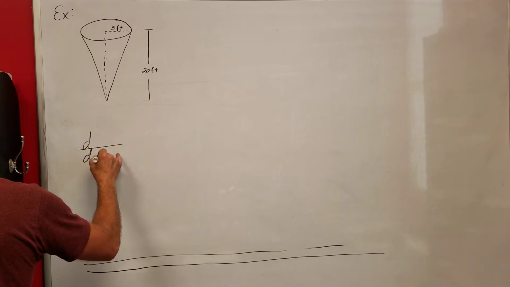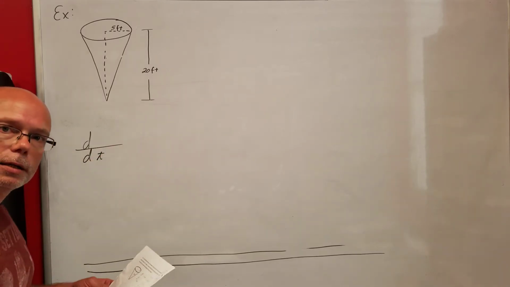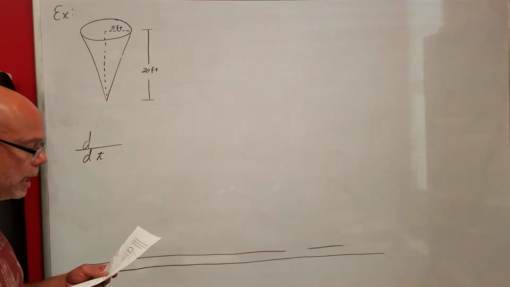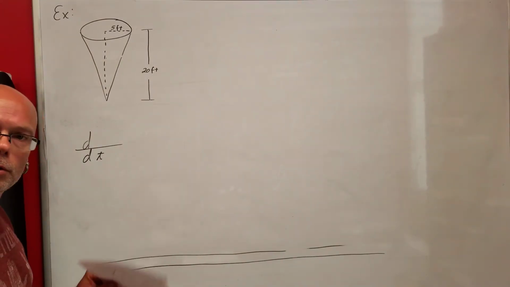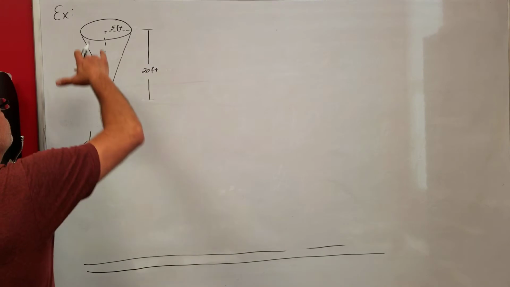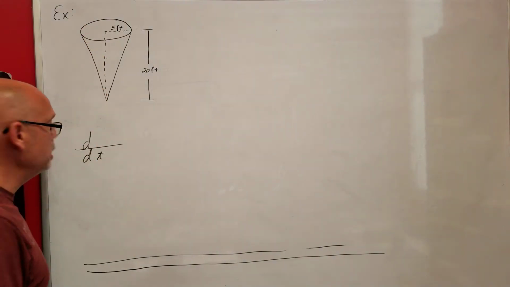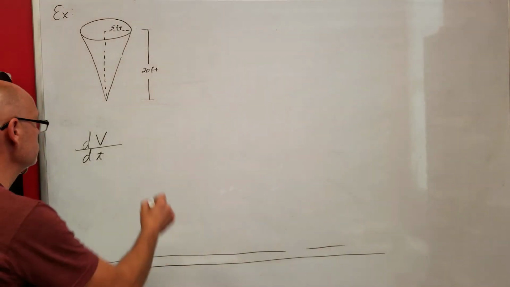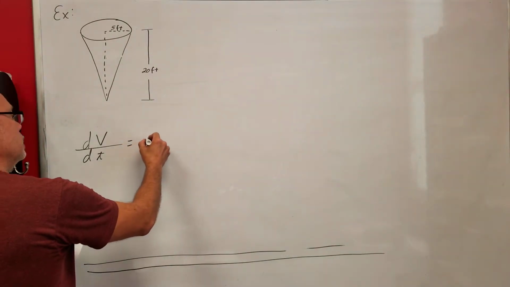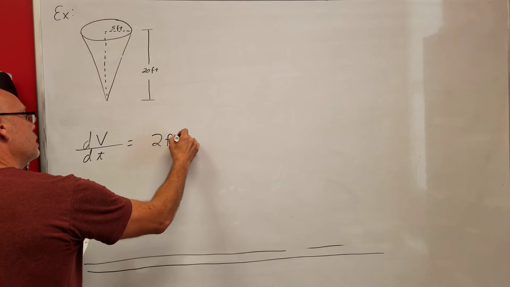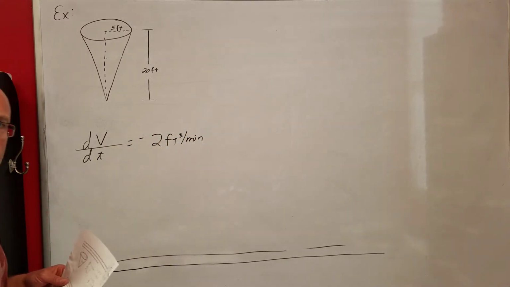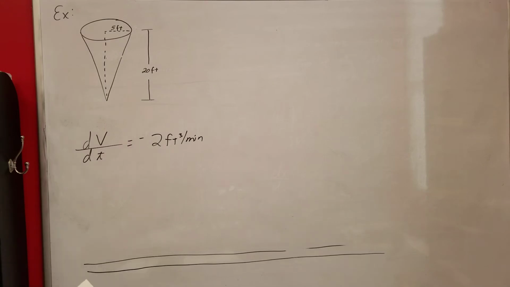A derivative with respect to t. But what is it? What is changing with respect to time here if water is running out the bottom of the tank at a constant rate of 2 cubic feet per minute? If water is running out of this tank, isn't that the change in the volume with respect to time? So that's going to be equal to what? 2 cubic feet per minute. I'm going to call it a negative since the volume's decreasing, okay?